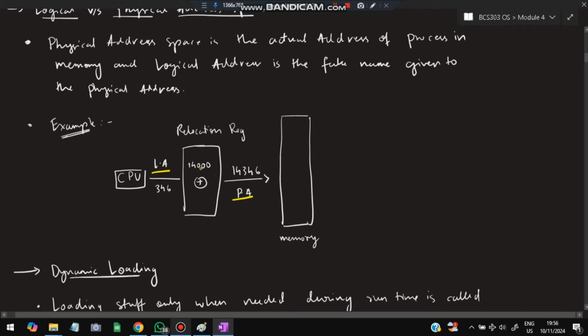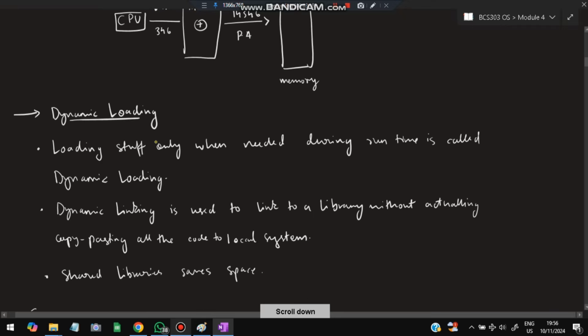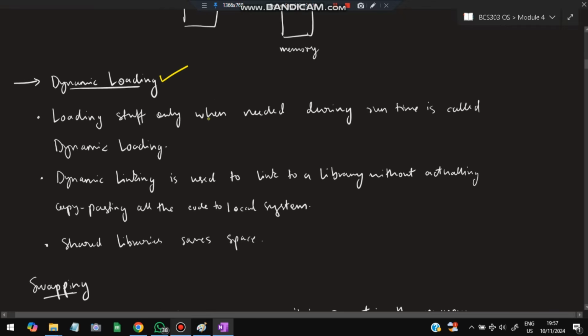Next is dynamic loading. What do you mean by dynamic loading? If there are n number of processes present here but I require only a few of them, I will load only those few whenever I require them. I will not load all the processes and keep them. That is called dynamic loading. Loading only when it is needed during runtime is called dynamic loading.